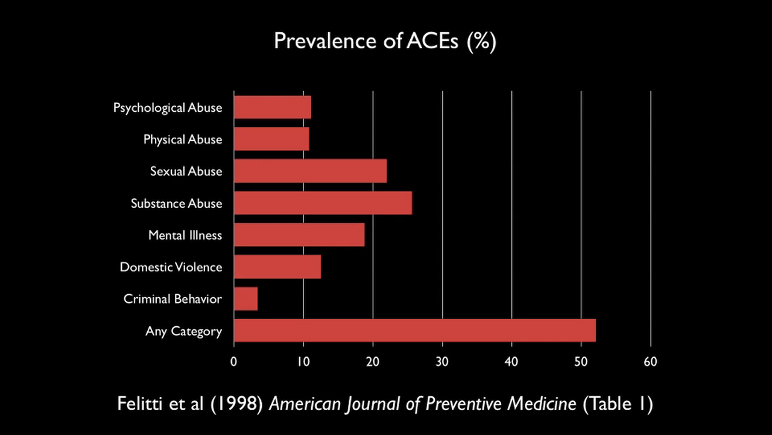The people who filled out the survey report about 10% of them had experienced psychological abuse, a little over 10% physical abuse, a little over 20% sexual abuse, about 25% substance abuse in their home, almost 20% had experienced mental illness in their home, over 10% domestic violence, about 3 or 4% criminal behavior. And if you looked at how many had experienced at least one of these, over half of the individuals in the sample had experienced at least one. So adverse childhood experiences are common.